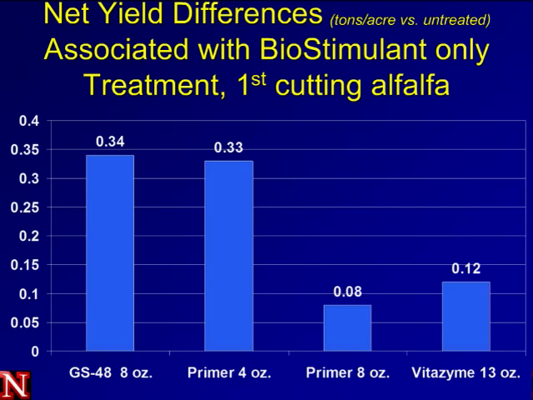The crop we're going to talk about is alfalfa, and we've looked at some of our net yield differences with biostimulants compared to the untreated alfalfa. In this particular slide, we're seeing anywhere from 0.08 to basically 1/3 of a ton increase from a biostimulant. That's very, very good. In this particular experiment, we were also able to split the experiment in half, so we had some treated with the herbicide and some treated without the herbicide.